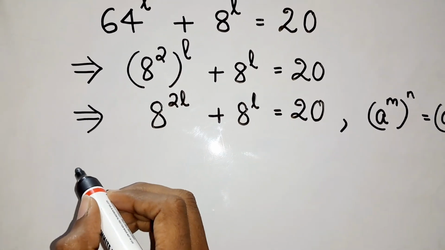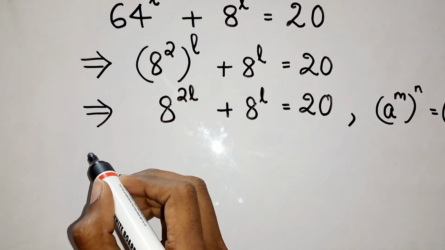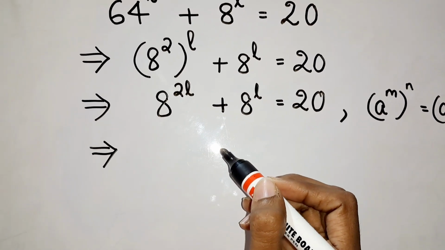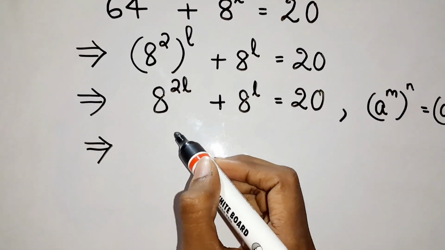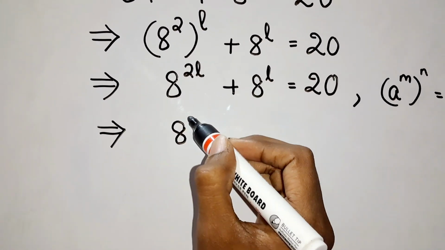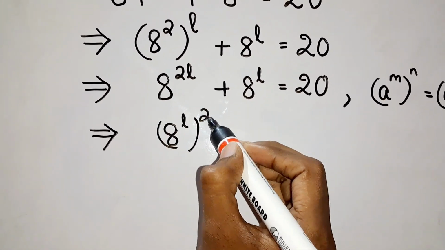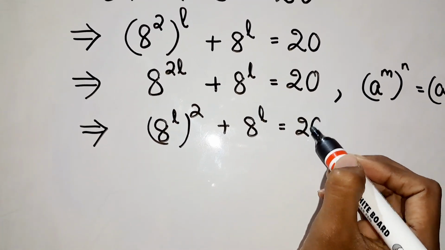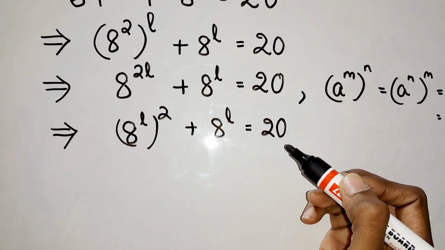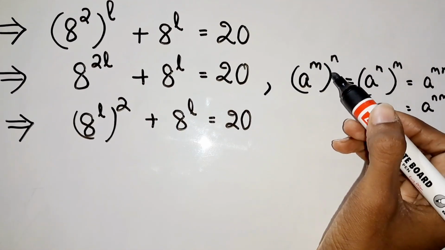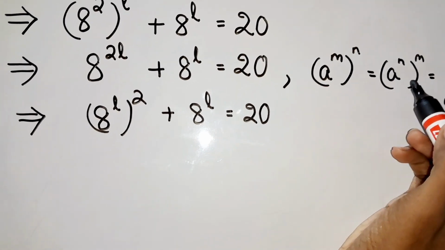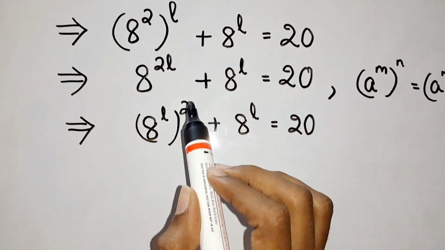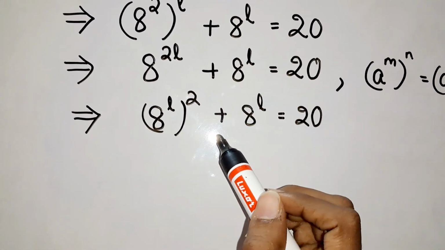Now, it can also be simplified by taking some substitution. One more step we can take: (8 to the power L) whole to the power 2 plus 8 to the power L equals 20. The same property of indices applies here, that (a to the power m) whole to the power n equals (a to the power n) whole to the power m. That means (8 to the power 2) whole to the power L can also be written as (8 to the power L) whole to the power 2.